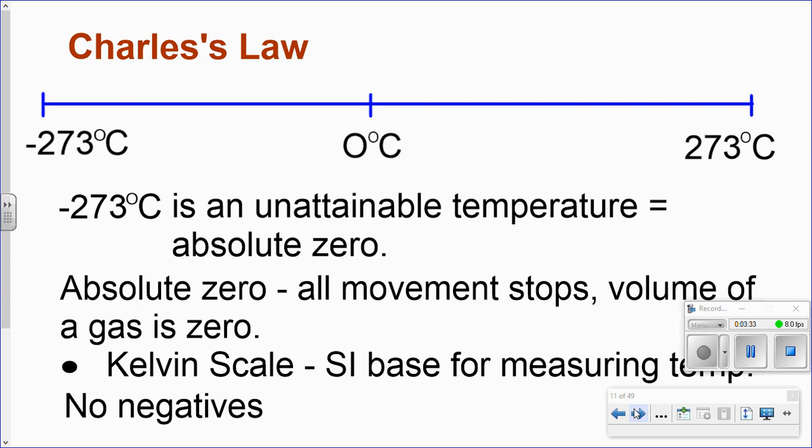You'll notice that there's a temperature scale here, and what Charles did is he took 1 liter of a gas, and the gas was in a piston, so the piston can expand or contract. It's like a syringe.